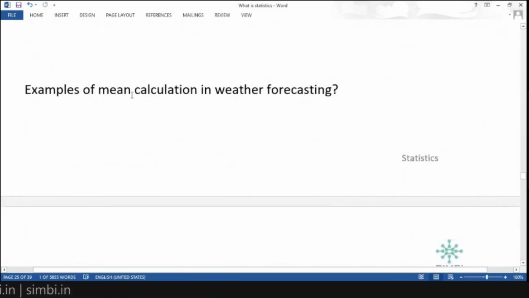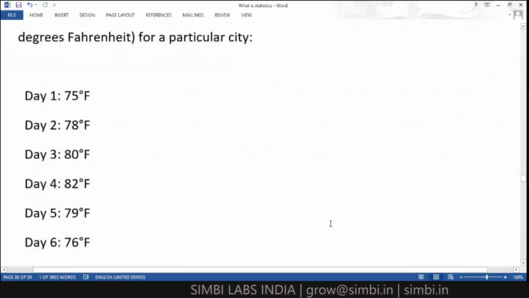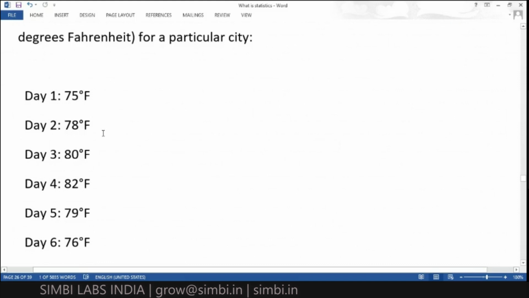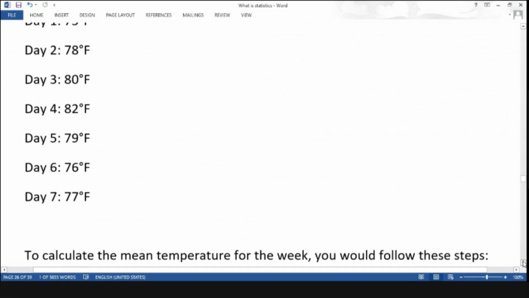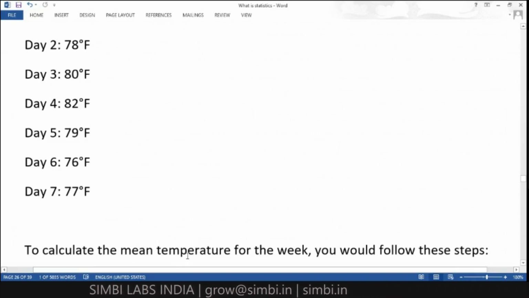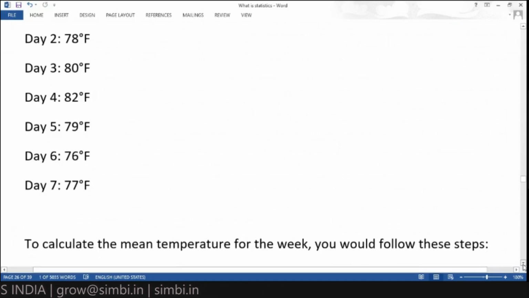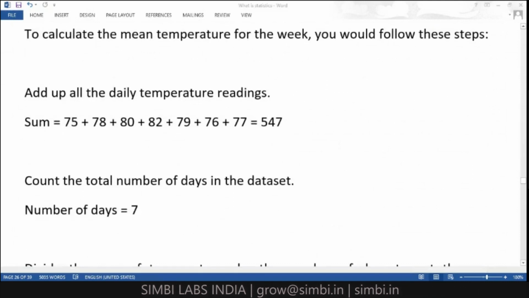Also, we can see the mean calculation in weather forecasting. On day 1 we have 75 degrees Fahrenheit, day 2 is 78 degrees, day 3 is 80 degrees, and then day 4, day 5, day 6. The weather details were taken over one week. In this we need to calculate the mean. To calculate the mean temperature for that week, we follow the steps. First of all, we sum all the weather details. The total is 547, and we count the total number of days.